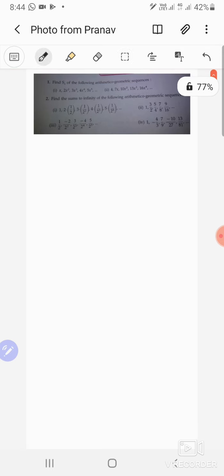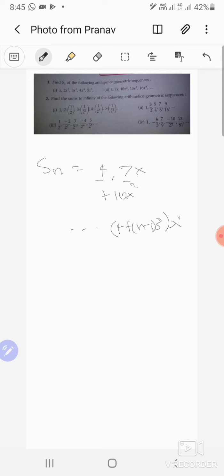So the next question is 4, 7x, 10x squared, 13x cubed, 16x to the fourth, keeps on going like that. So you got Sn equals 4 plus 7x plus 10x squared, keeps going like that. The last term is going to be the nth term in this AP, right? This AP 4, 7, 10. That's going to be 4 plus n minus 1 into 3, and the last term in the GP, which is 1, x, x squared, that's going to be x to the n minus 1.